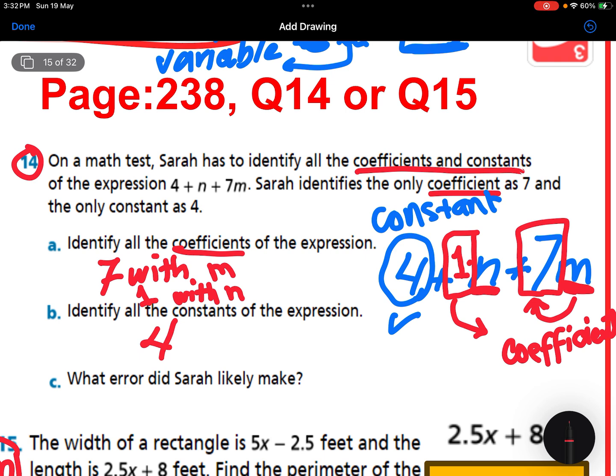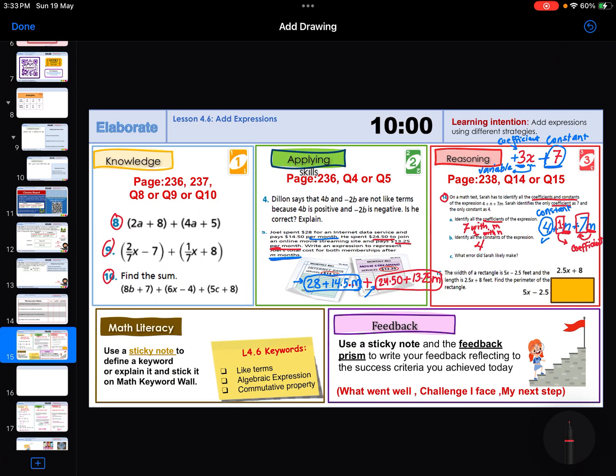What error did Sarah likely make? Of course, the common error that can be made here is that she forgot that there's a hidden coefficient next to the n. It's number 1. In this case, you have to make sure that this information is always acknowledged, and you know that definitely there's a number hidden next to a variable. If there is no number written, then the hidden number is 1, okay? That's it.